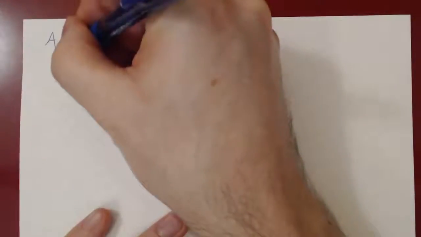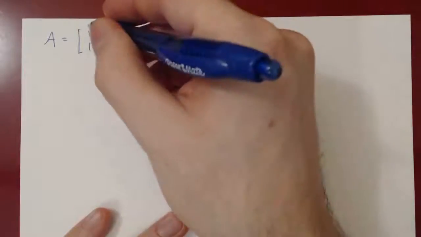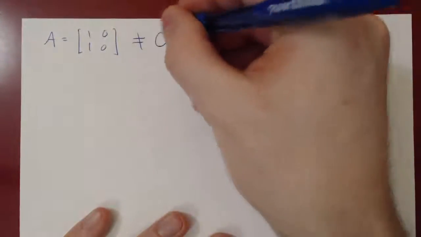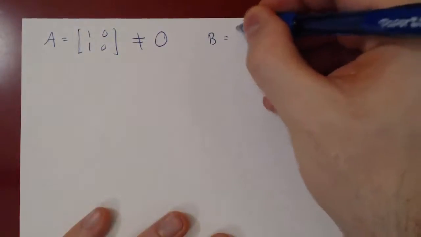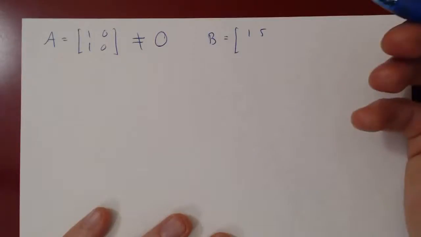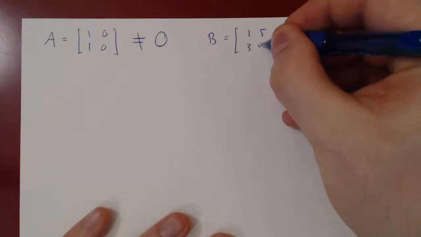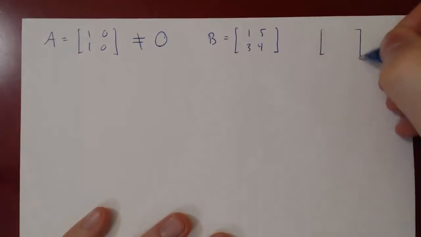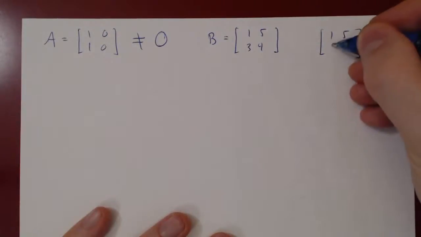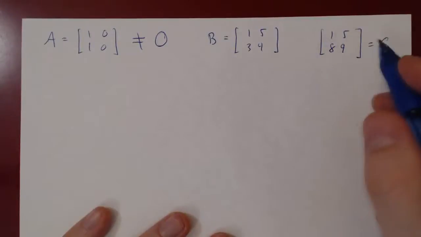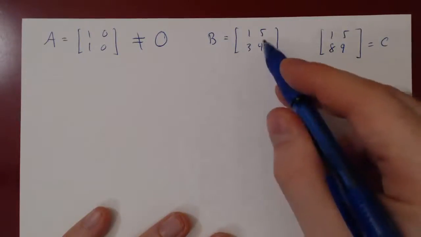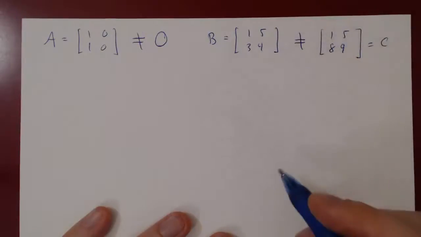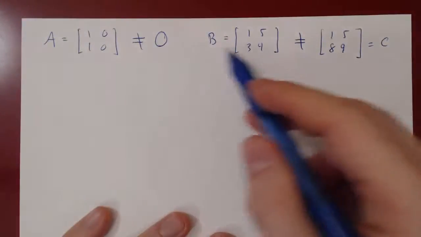We'll take very simple 2 by 2 matrices. So the assumptions are that A must not be the zero matrix. So take A to be 1, 0, 1, 0. These two entries are not 0, so this is not the zero matrix. Let's take the matrix B to be 1, 5, 3, 4, and matrix C to be, say, 1, 5, 8, 9. Clearly, B is not equal to C. This entry is not this one, this entry is not this one. So we have the two assumptions: A is not the zero matrix, B is not equal to C.